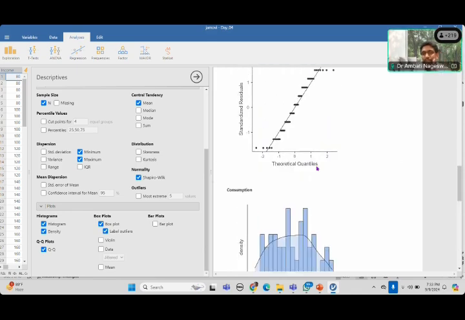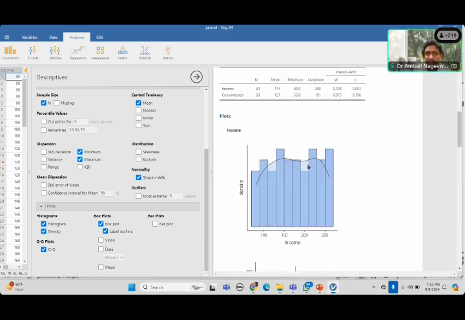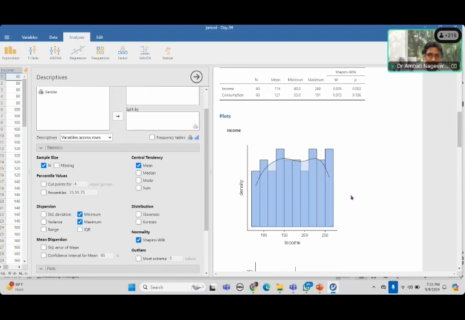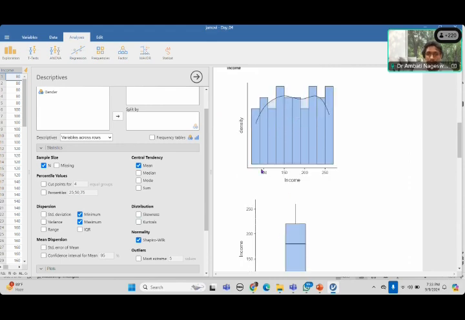So we are taking two important insights from this exercise. One is that there are a total of 60 respondents. When you look at the mean score, they are getting an average of 174 rupees per day. When it comes to consumption, on average they are spending 121 rupees. And one of the variables does not have a normal distribution. Second, with the help of the histogram, we are able to understand the same. Whatever the data presented, the same thing was reflected in the plots as well.